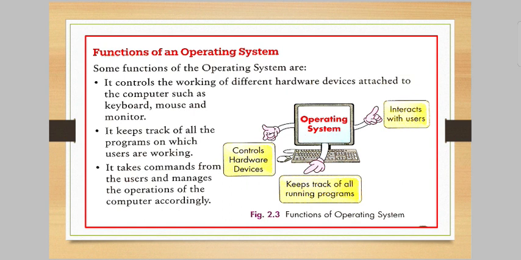That means we give instructions to the computer and the operating system manages all the commands from the user. So the first function is that it controls the different types of hardware which are attached to the computer, like keyboard, mouse and monitor. The operating system keeps track of all the programs on which users are working, and it helps us to interact with the hardware. So these are the three functions of an operating system.